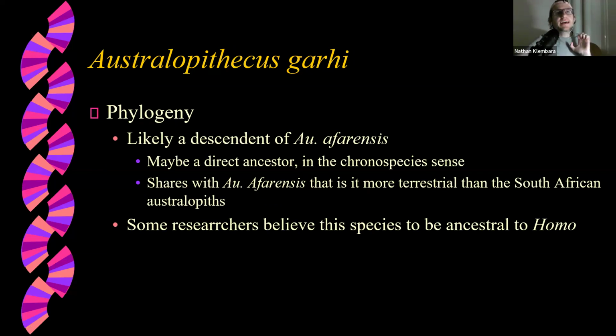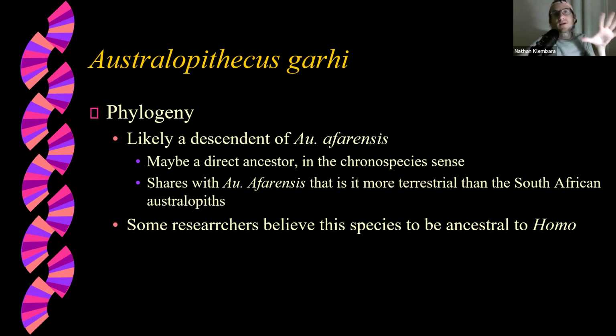Australopithecus garhi is likely a direct descendant of Australopithecus afarensis, and actually might be a chronospecies of afarensis. The reason is that while it's a little bit more derived than afarensis, it actually shares a lot of traits with Australopithecus afarensis. It doesn't share a lot of traits with Africanus and what's going on in South Africa. So it might just be that afarensis got enough derived traits that it starts to look really, really different, and now we call it Australopithecus garhi, but without any branching or speciation event occurring.